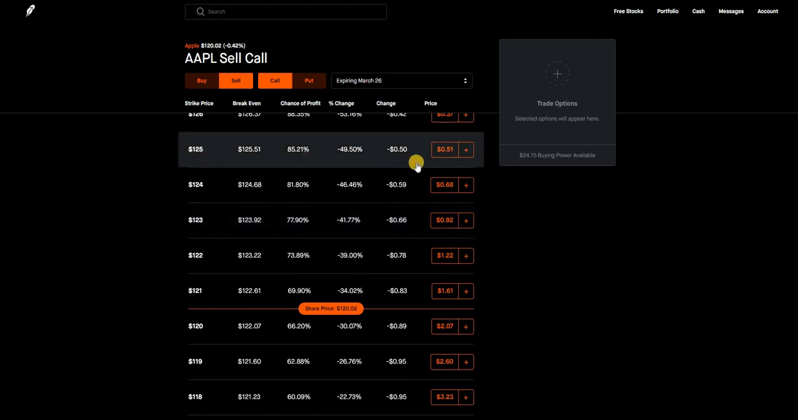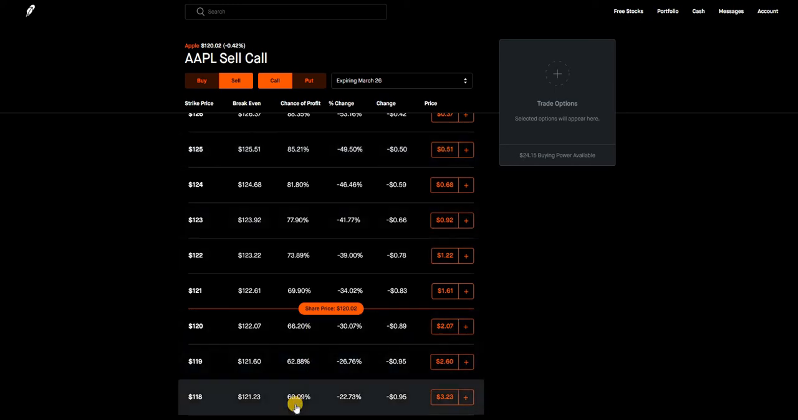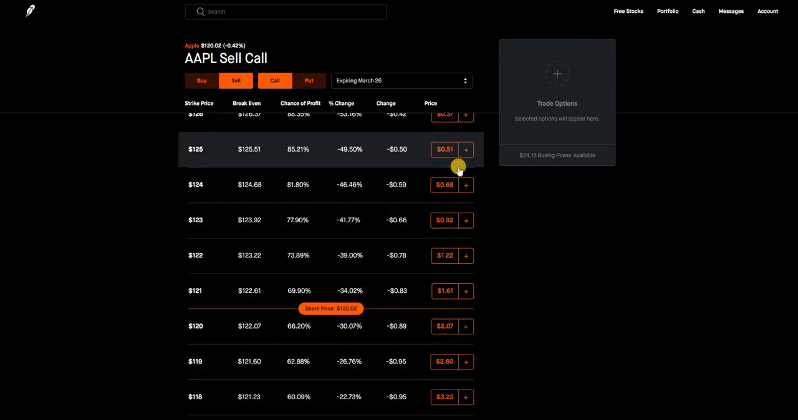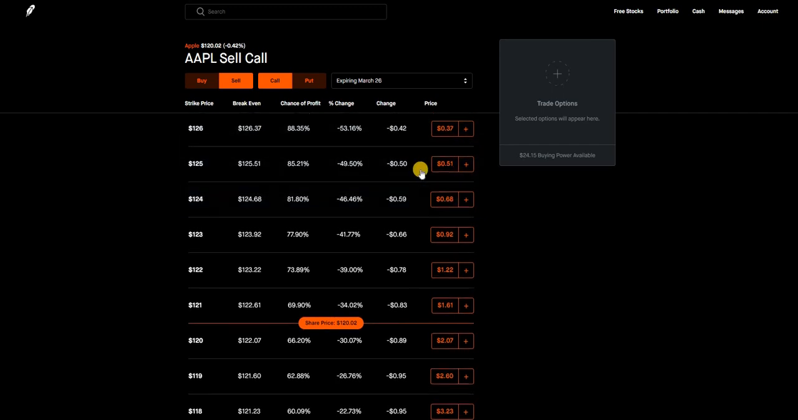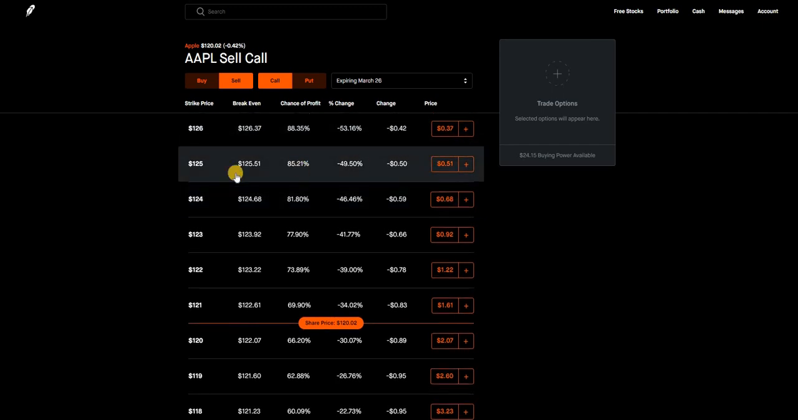So for example, if I sold this 125 for 51 cents, which would be $51, and let's say the price started to drop lower, I could buy back this contract for a certain percentage of the profit. So maybe I wouldn't make $51, but I would maybe make $30 or $20. And that's always an option. You don't have to wait until expiration in order to close out these contracts.